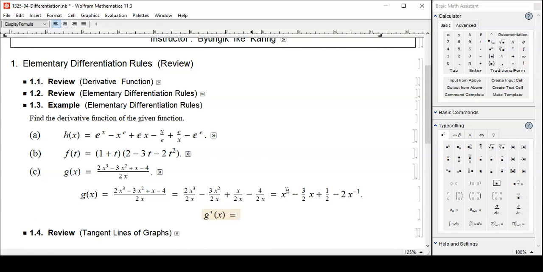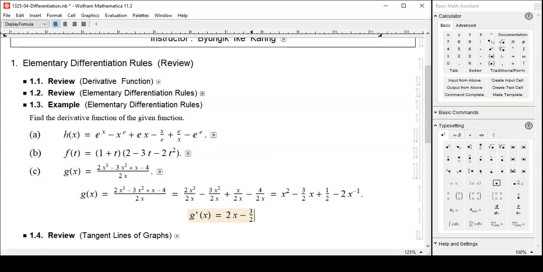We can take the derivative. What is the derivative of this? 2x. And what is the derivative of this? 3/2 x to the 0 power, but that's gone because that's 1. And plus 1/2 is constant, so that becomes 0. So you don't really need it. Now, negative of negative 2, so plus 2 x to the negative second power if you subtract 1 from the power. That is the derivative function. Make sense?